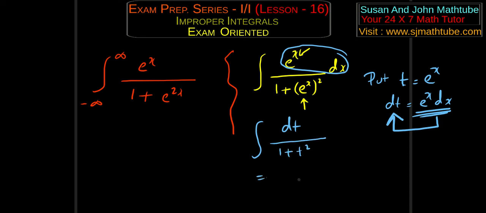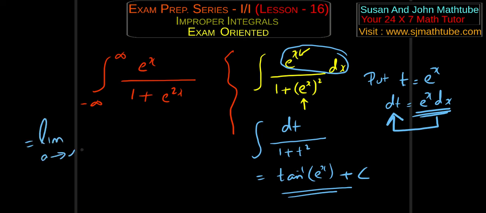And just now we discussed 1 by 1 plus t square is tan inverse t, and t is nothing but e power x. I'm skipping steps. If in case you have any doubt, please feel free to email me. Okay, so here we get limit a tends to minus infinity, b tends to infinity, integral of this quantity, which will eventually become tan inverse e power x, and that will become tan inverse e power b minus tan inverse e power a. I'll repeat, I skipped a lot of steps, I know that.